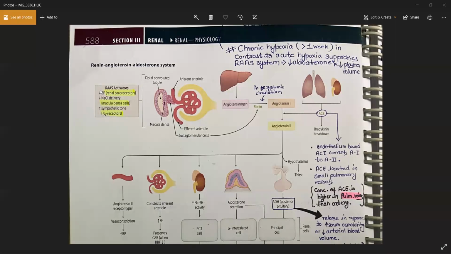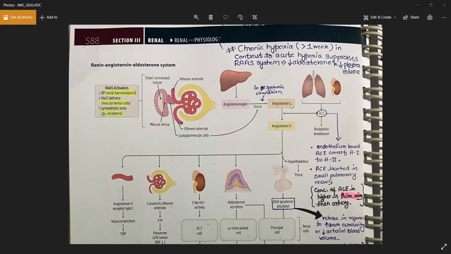No, thank you. Okay, now see, when the RAS gets activated, it will go to the liver, and in the liver, it will cause the secretion of angiotensinogen. Angiotensinogen will be converted into angiotensin 1 in the presence of renin. And that is the sole function of renin, to activate angiotensin 1.